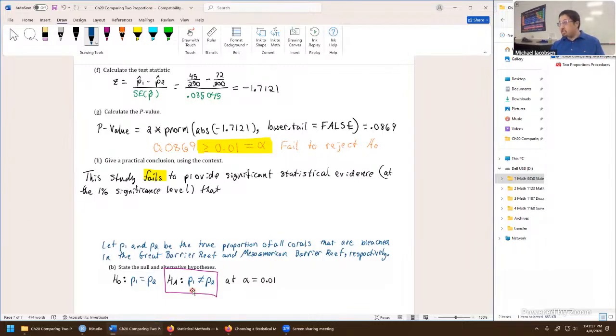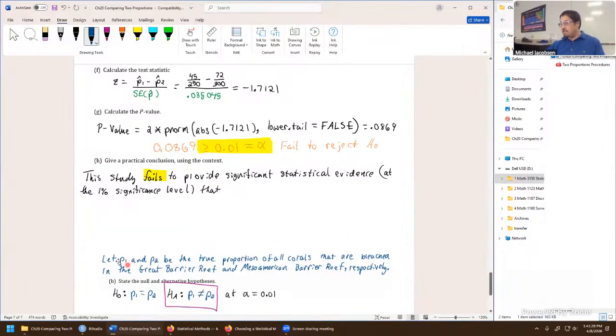So the rate of coral bleaching, we don't have evidence of a difference. It doesn't mean we have evidence that they're the same. It just means we didn't detect a difference whatsoever. So we'll have to say that out just as we see it.